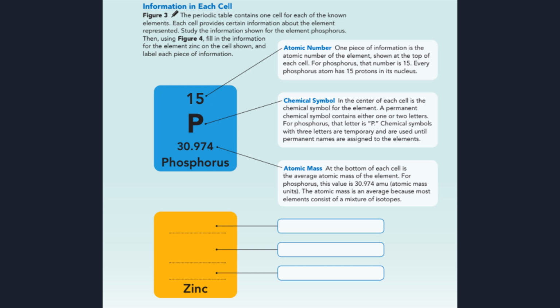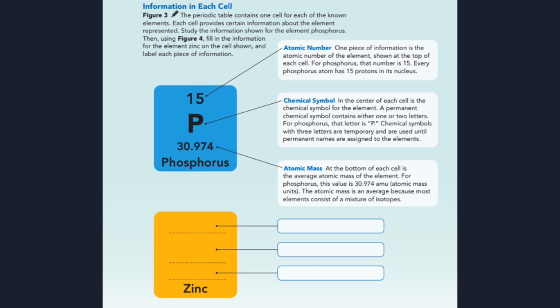So first we have our atomic number. One piece of information is the atomic number of the element. It's shown at the top of each cell. For phosphorus, that number is 15. Every phosphorus atom has 15 protons in its nucleus. Next, we'll have the chemical symbol. It is in the center of each cell, and it is a permanent chemical symbol that contains either one or two letters. For phosphorus, that letter is a capital P.